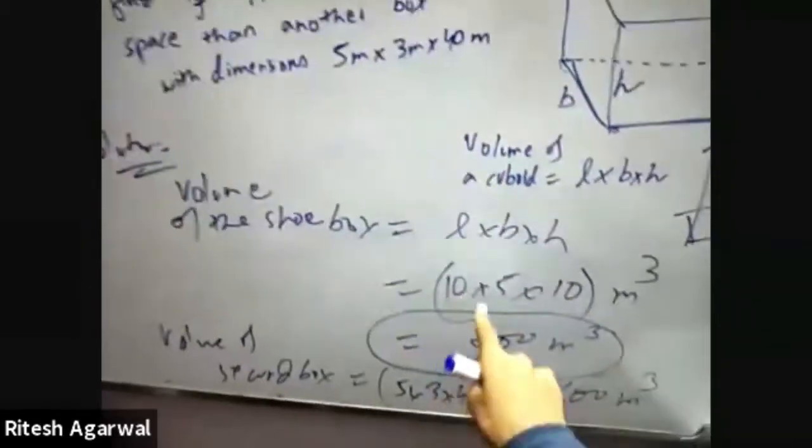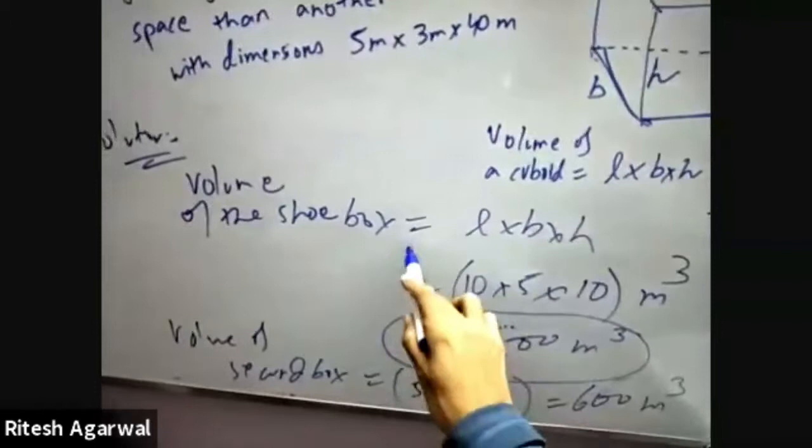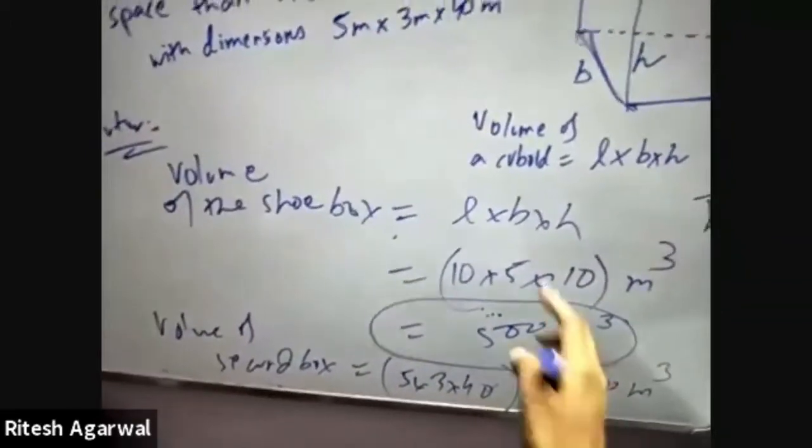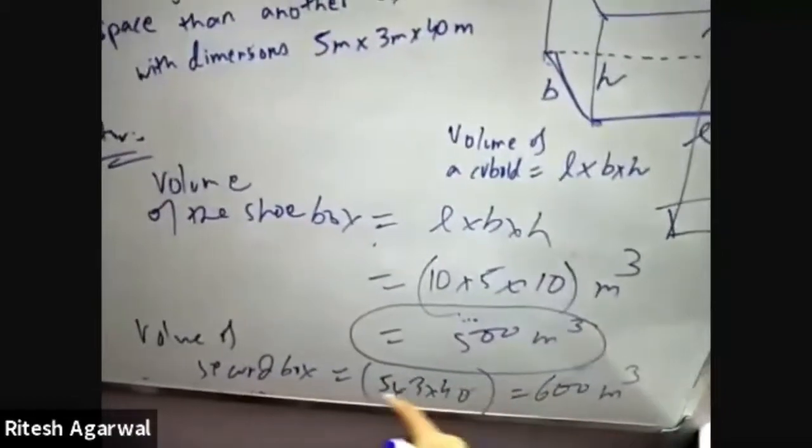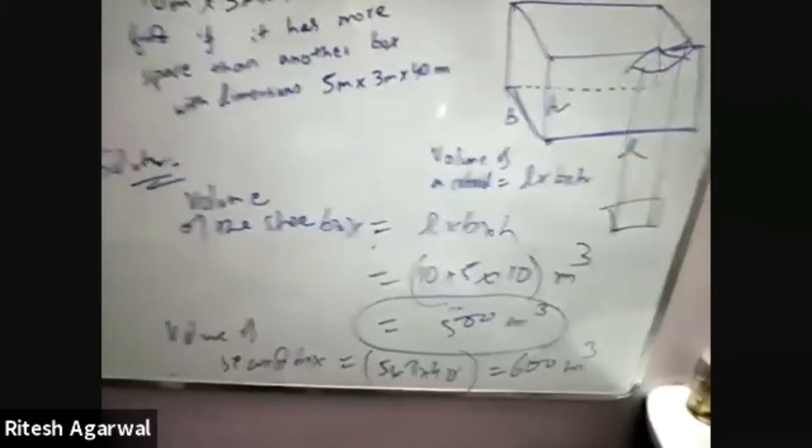You only have to say whether it has more space or less space. So the shoebox has less space than the second box. And if they ask you the difference, then the difference in space is that the second box has 100 cubic meter more space.